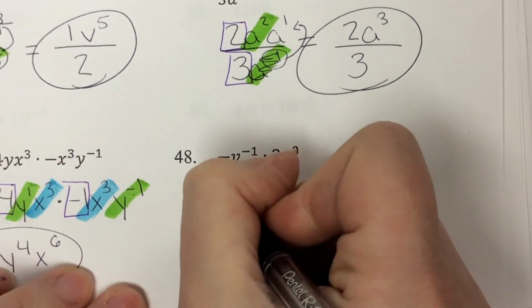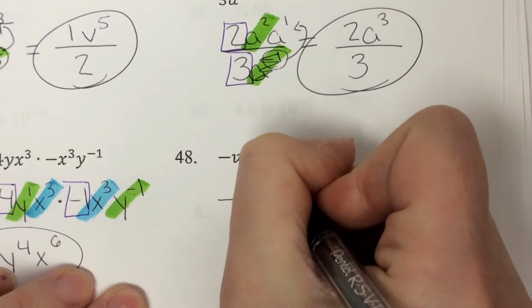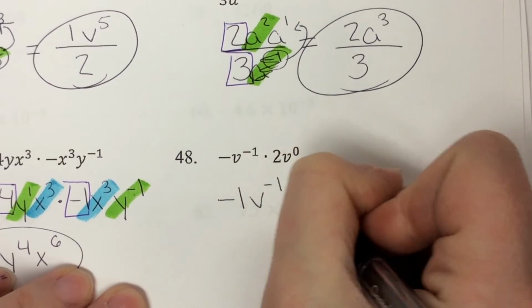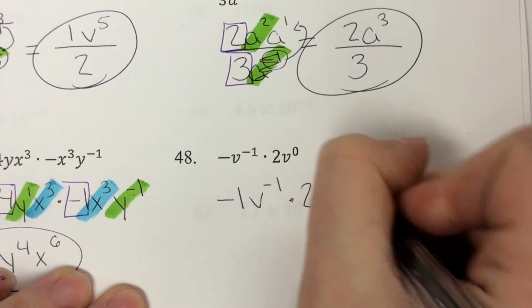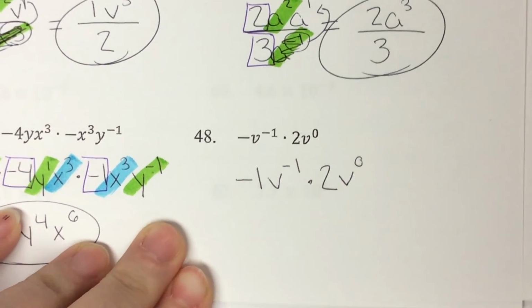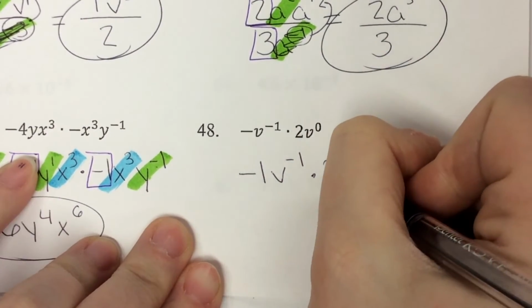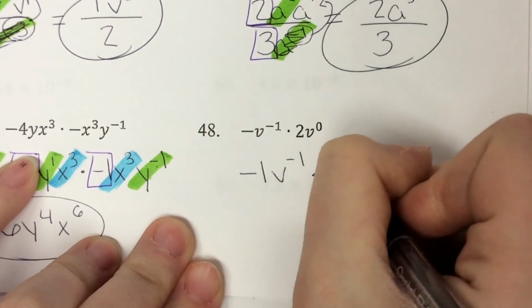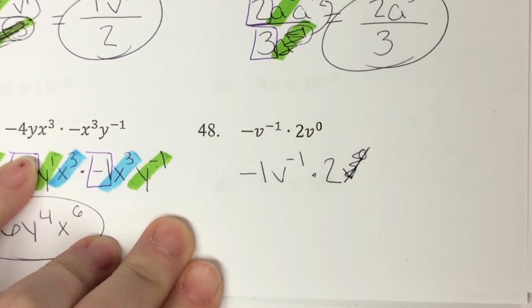Let's look at number 48. Negative 1v to the negative first power times 2v to the 0 power. All right, we've got a 0 power. So what happens here? It becomes 1. Basically, it cancels. It goes away because 2 times 1 is just 2.